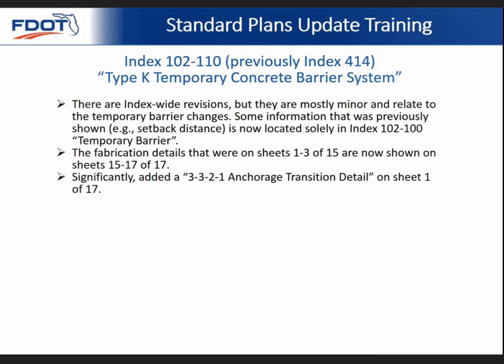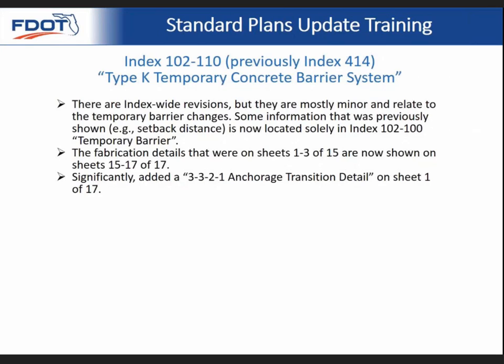Moving on to 102-110, this was previously index 414. This is type K temporary concrete barrier. There are a considerable number of revisions that occurred in this index, but most of them are fairly minor, and they're for clarity with the new temporary barrier, the changes that we made into the 102-100.